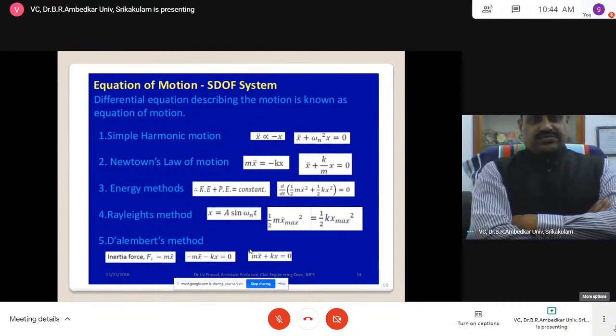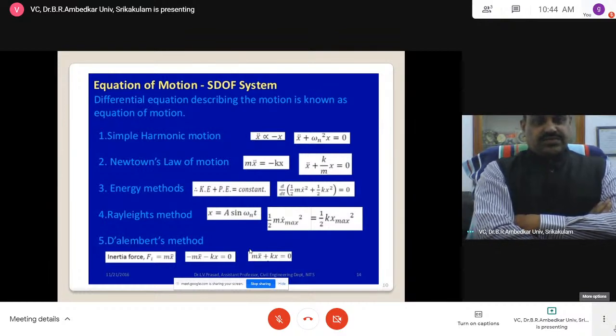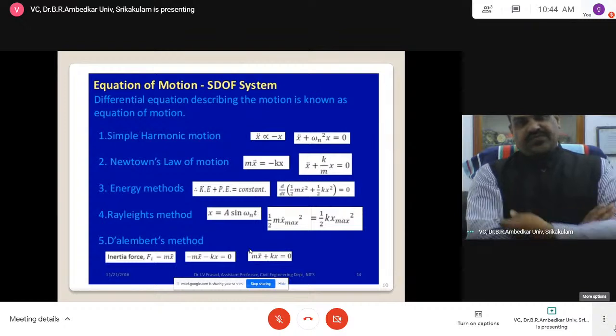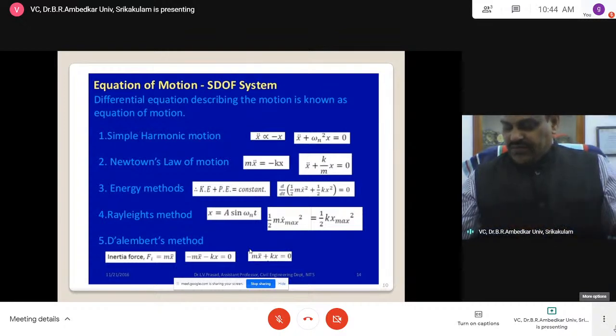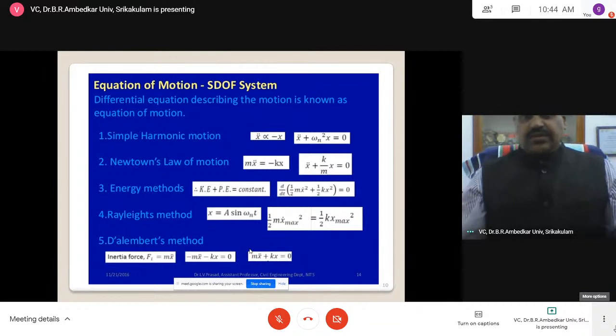Newton's law of motion: a spring force is acting. Mass is connected with the spring. When you are applying a force to the mass, the spring force acts in the opposite direction. That is the acceleration, mass times acceleration direction. If the force is acting in the same direction, we have to consider it positive, otherwise negative.